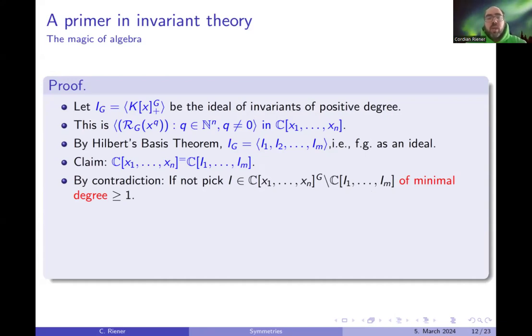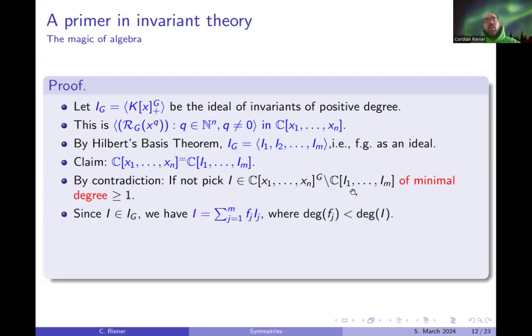Okay, so let I be a polynomial that is invariant, but not expressible as a polynomial in the I1 to IM, and let it be of minimal degree and not constant. Okay, so now we have, on the other hand, that I is in this ideal IG, right? I mean, this is also just a triviality.